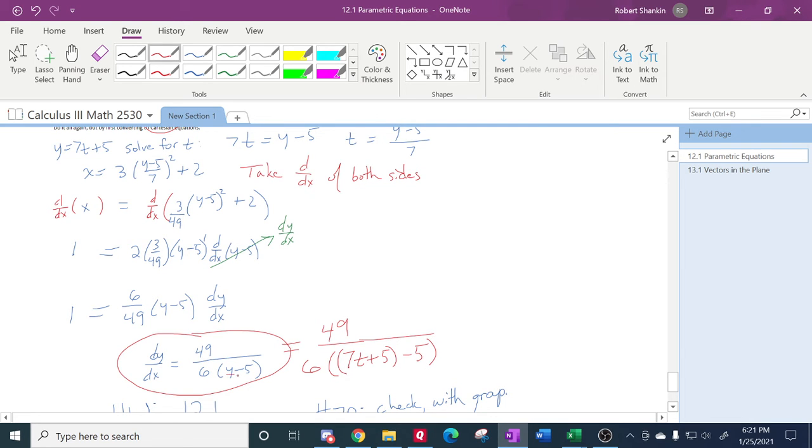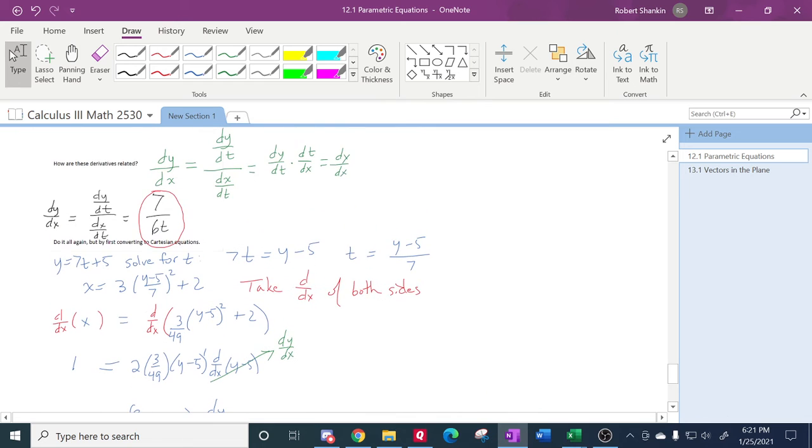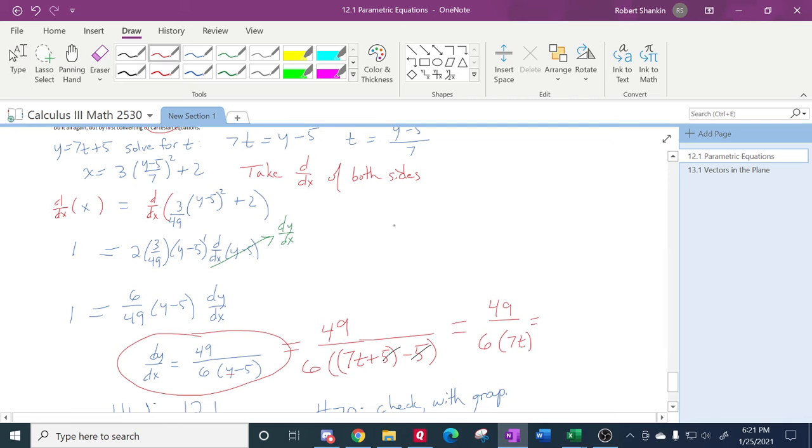So this y got replaced with 7t plus 5. Now, these 5's kill each other off, and we get 49 over 6 times 7t. Now, we think it's going to reduce all the way down to 7 over 6t. Reduce this, divide this by 7, divide this by 7, and then we get 7 over 6t.